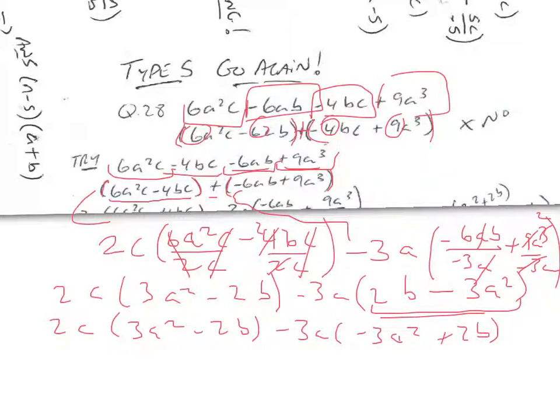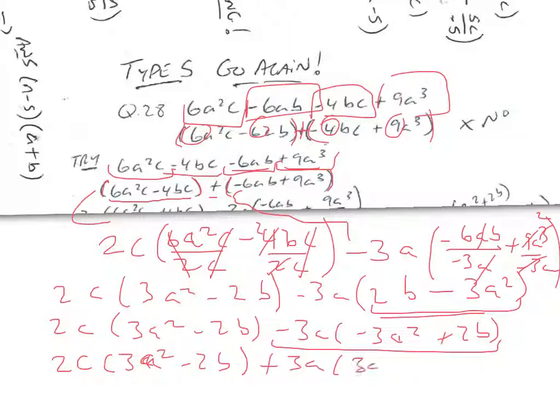But we want plus 3a squared here, so we'll change the sign of the three terms. So we get 2c by 3a squared minus 2b plus 3a and 3a squared minus 2b. So we've changed the sign here, here, and here. So now our answer is the standout factor is 3a squared minus 2b, and the other factor is 2c plus 3a. 2c plus 3a.